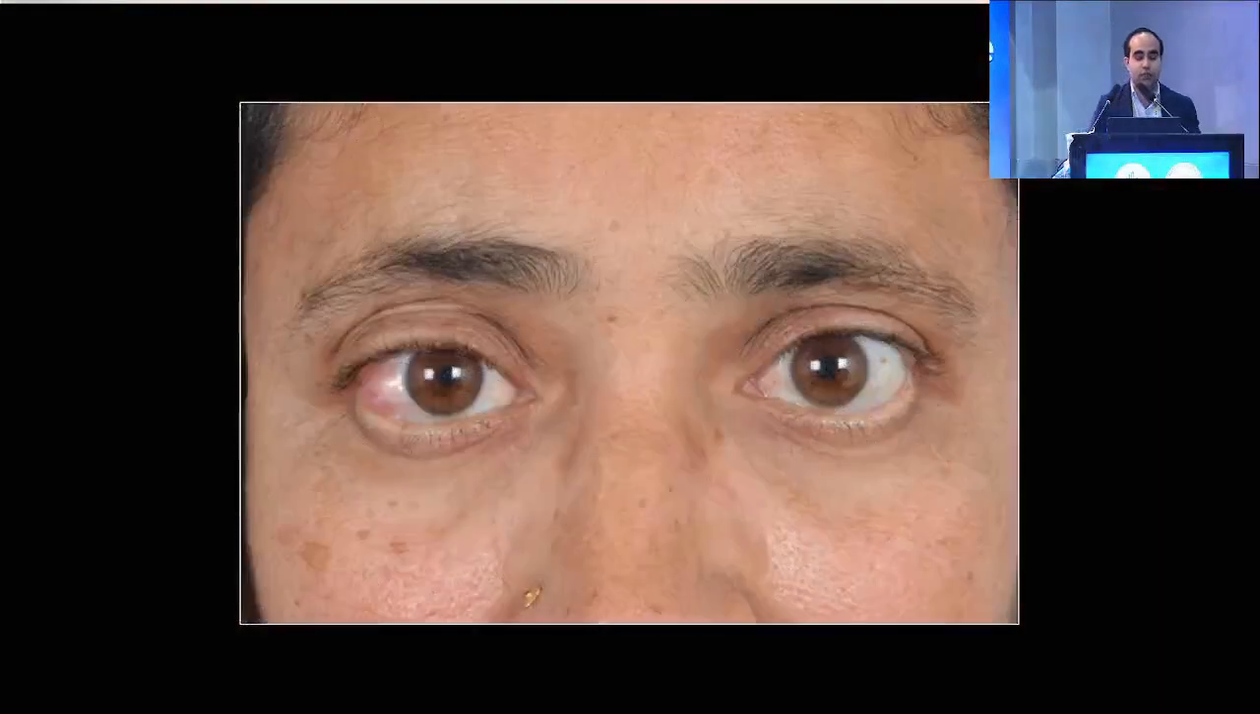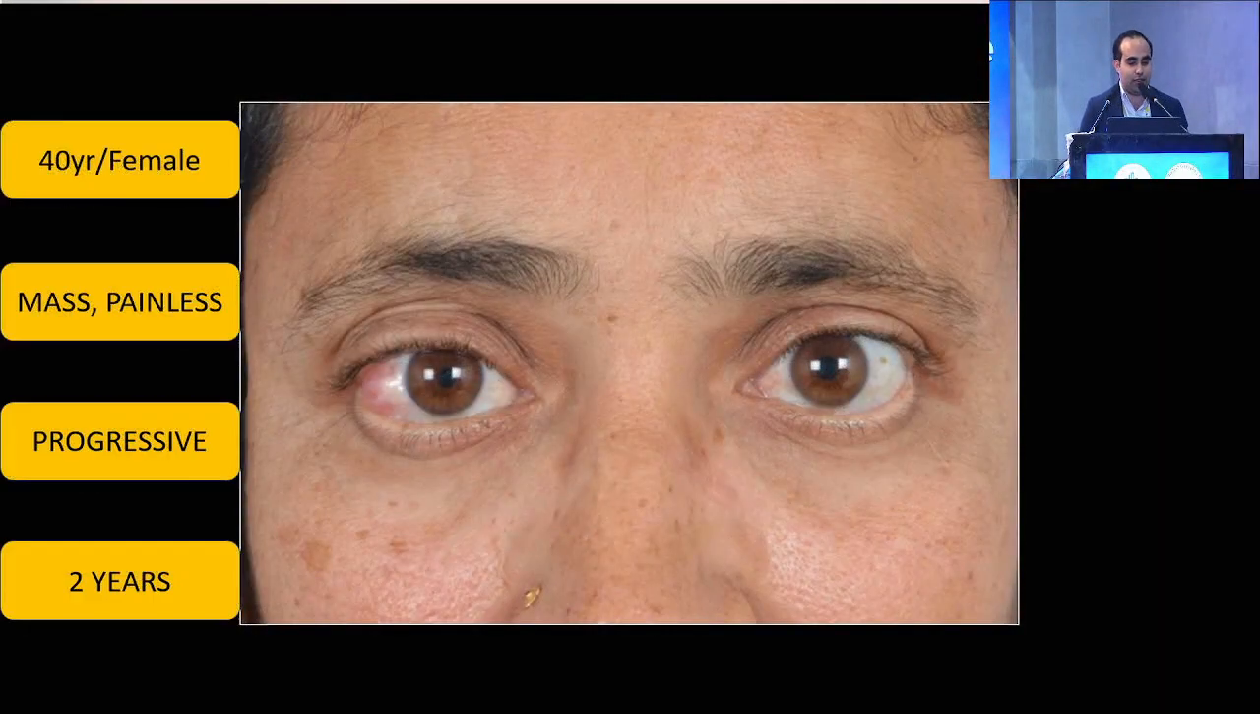So today we have a young lady, 40 years old, presenting to us with a mass which is painless, progressive, with a history of 2 years in the right eye, on the bulbar surface of the white part of the eye in the temporal quadrant, as one can see.